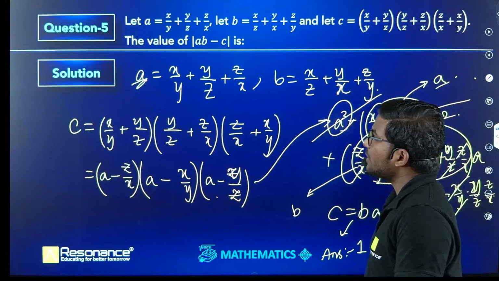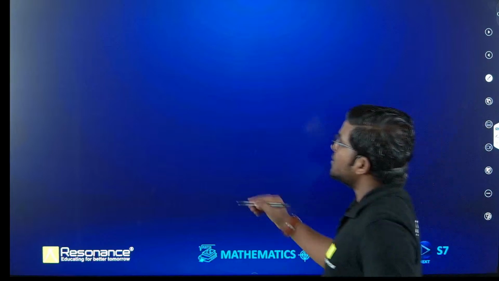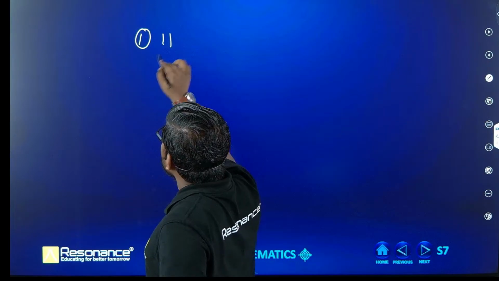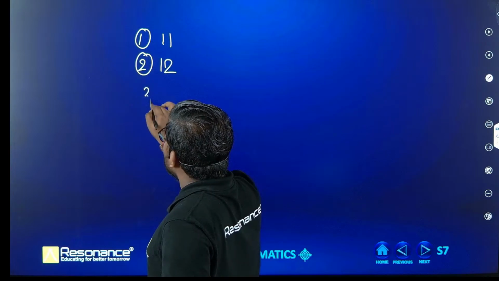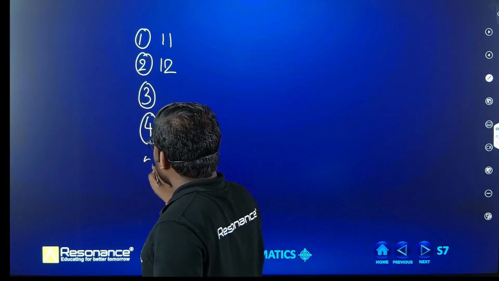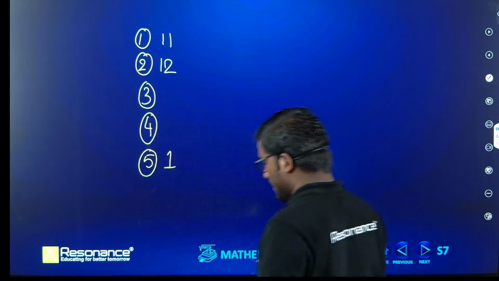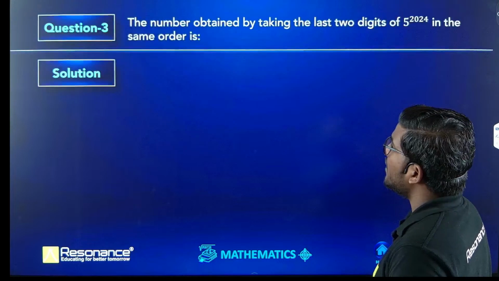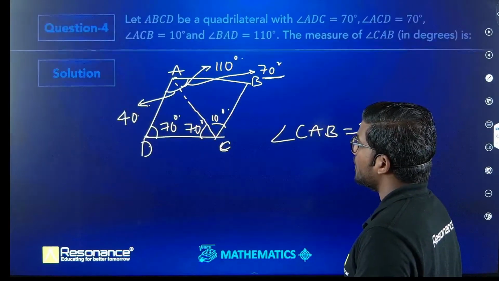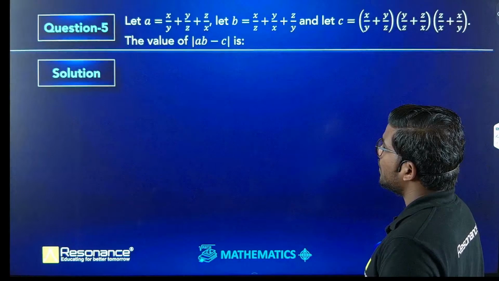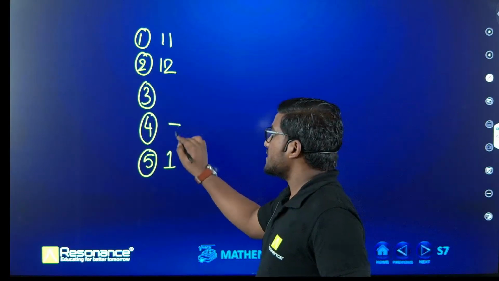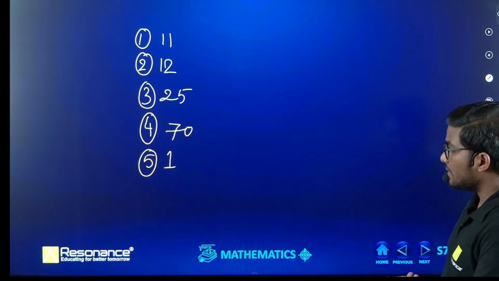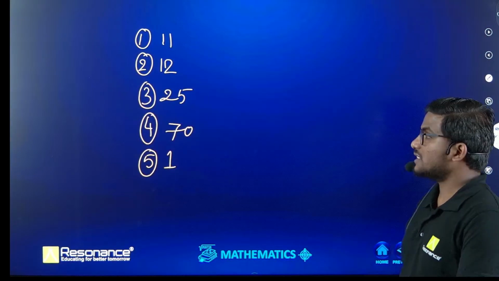Correct? Now we have done 5 questions so far, in which the answers are: for 1 it is 11, for 2 it is 12, for 5 it is 1, for 4 we have 70, and for 3 we have 25. So this is clear on this part. Now these are the answers for the first 5 questions.